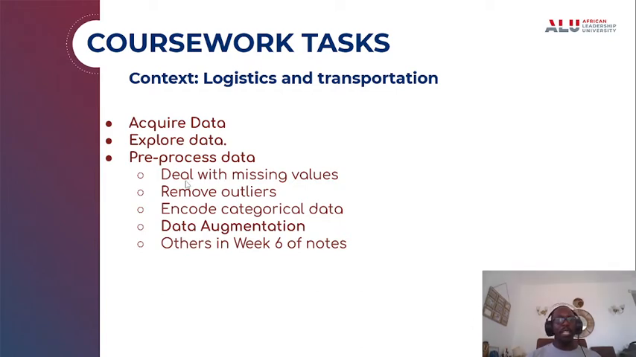Other things you could do in pre-processing is remove outliers. You could also encode categorical data. All these things are in your notes in week 6, but the one I would like to talk about is augmenting the data. So I'll give you an example of data augmentation. This is something that requires you to think a bit outside the box. So for instance, if you are predicting flight times, I saw one of the data sets was supposed to predict flight delays. You might have a hunch, or you might do some reading and realize that flight delays are sometimes caused by weather conditions, and see that your data set contains information about the flight, but does not contain any information about the weather.